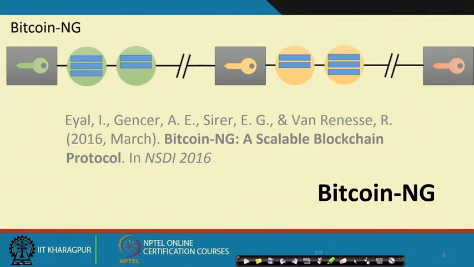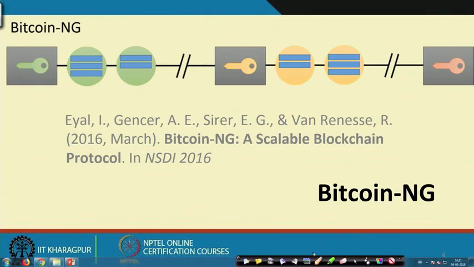protocol, where the primary objective is to provide better transaction throughput, and along with that the objective would be to avoid forks as much as possible, because forks are problematic from the system perspective. So, we will look into the Bitcoin NG protocol in detail.